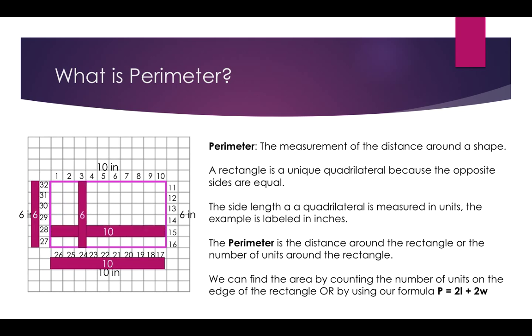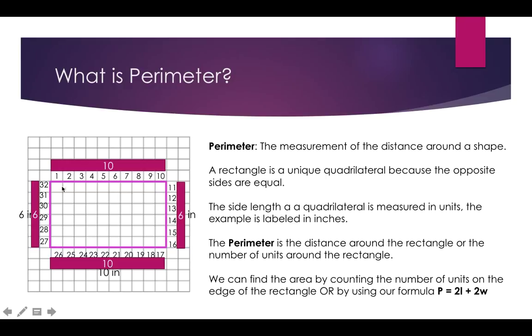Now remember what I said about the opposite sides of the rectangle being the same length. So I know that one side is 10 inches and its opposite is 10 inches. That gives me a total of 20 inches. And then my vertical side is 6 inches, as well as the opposite side, which will give me a total of 12 inches. So 20 plus 12 gives me 32, which is the number I got when I just counted all the way around my rectangle as well.